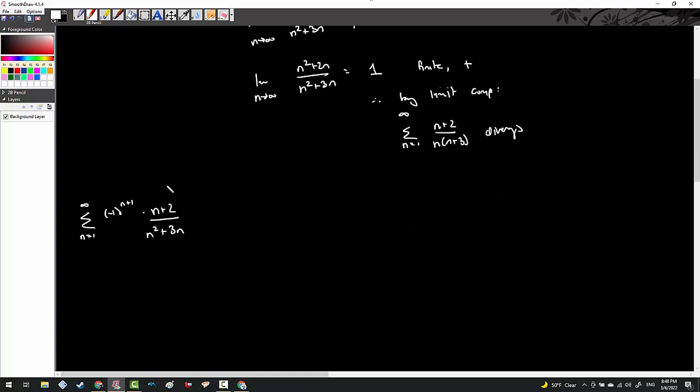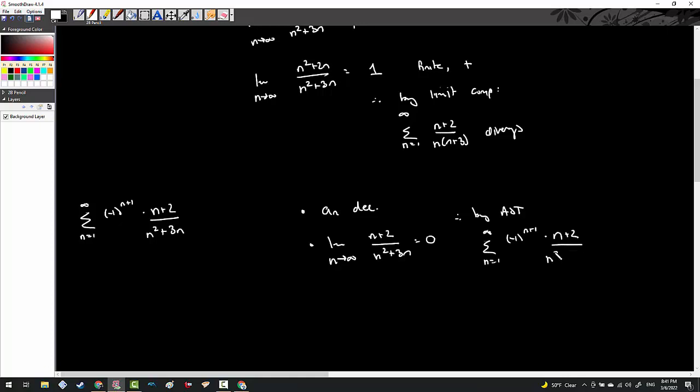Now, because I have an alternating series, I'll go ahead and establish the alternating series test on this thing. I'll say that a sub n decreases, and that the limit as n goes to infinity of (n plus 2) over (n squared plus 3n) goes to 0. So I can say, therefore, by the alternating series test, the sum from n equals 1 to infinity of negative 1 to the n plus 1 times (n plus 2) over (n squared plus 3n) converges.